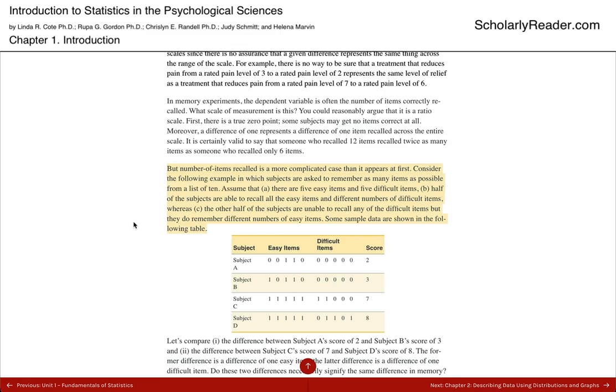Consider the following example in which subjects are asked to remember as many items as possible from a list of 10. Assume that A, there are 5 easy items and 5 difficult items. B, half of the subjects are able to recall all of the easy items and different numbers of difficult items, whereas C, the other half of the subjects are unable to recall any of the difficult items, but they do remember different numbers of easy items. Some sample data are shown in the following table.